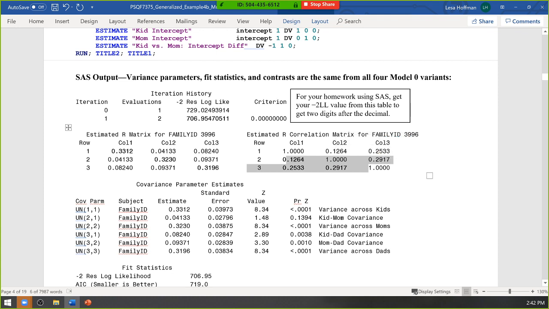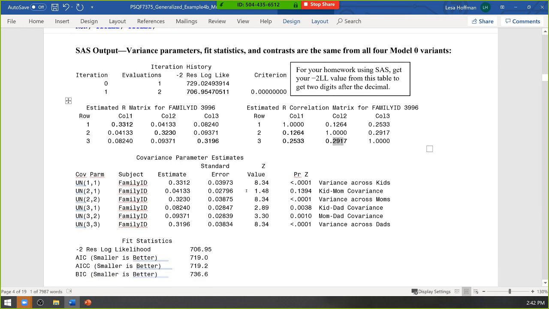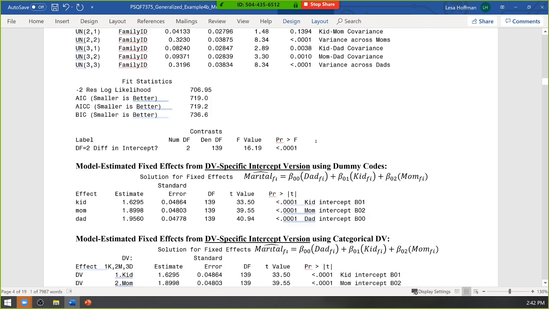So this tells us, without controlling for anything, how related the attitudes are of people from the same family. So kids and moms are correlated about 0.13, kids and dads are correlated 0.25, and moms and dads are correlated 0.29. So that would be something typically of interest in these sorts of studies. The contrast statement for whether there are any differences as a function of which person it is, 2 degrees of freedom, is the same anyway.